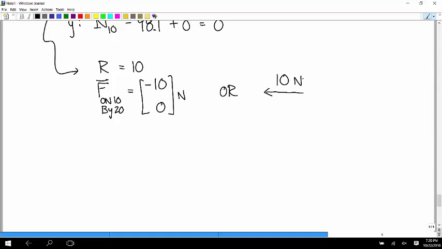So what do you think the force vector is going to be? We'll calculate this next time. The force vector on the 20 by the 10. That's right. It's going to be positive 10, 0. The exact opposite direction and the same magnitude.